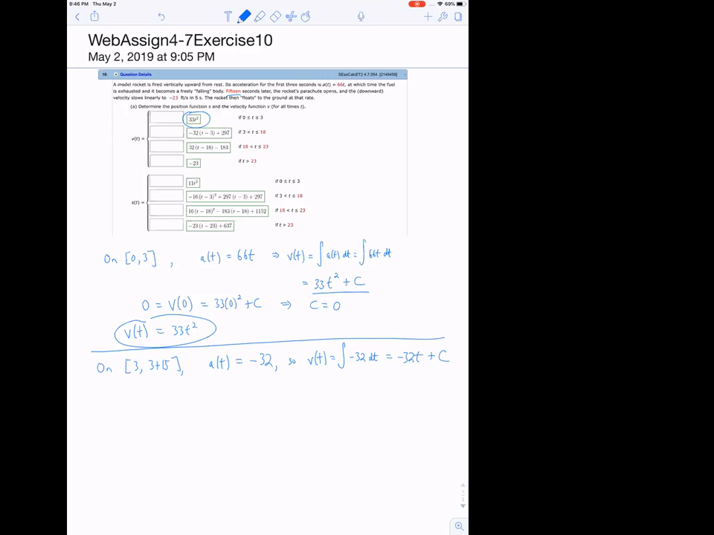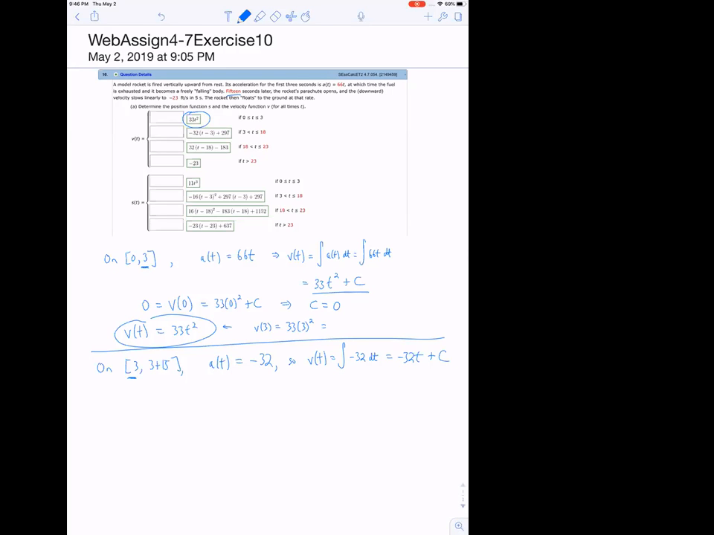So now we have to think about how the velocities connect up. Velocity shouldn't change instantaneously. Acceleration might change fairly instantaneously because forces are applied and forces stop and different things happen, but the velocity due to that acceleration should change in a continuous way, which means that the velocity at 3, according to the function we're going to use here, should agree with the velocity at t equals 3 we had up there. Well, we knew that on the interval from 0 to 3, this was our velocity, 33 times t squared.